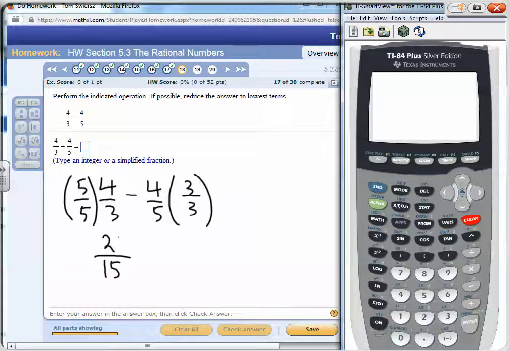5 times 4 is 20. 5 times 3 is 15 in the denominator. 4 times 3 is 12. So now we can subtract. We got our common denominator, which is 15, and 20 minus 12 is 8. So we have our answer 8/15. That does not reduce, so that's our answer in simplified form, 8/15.